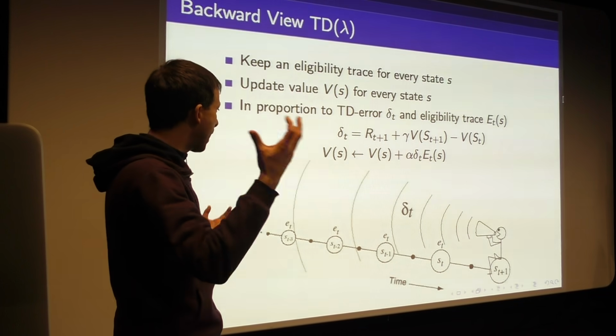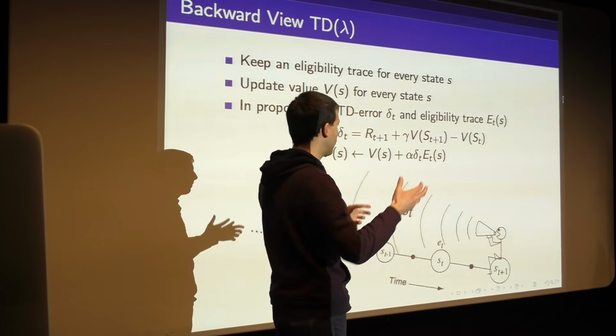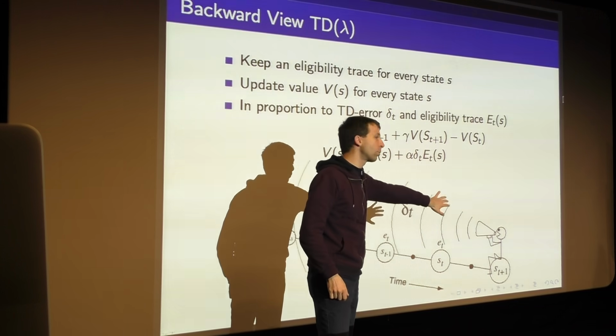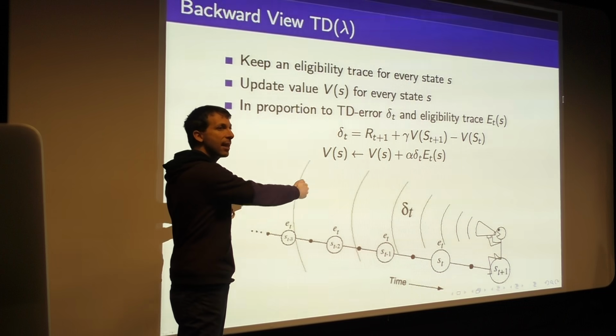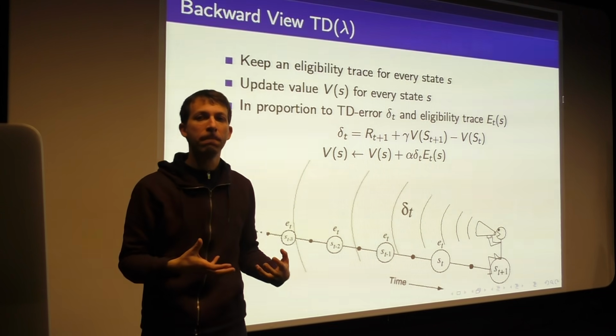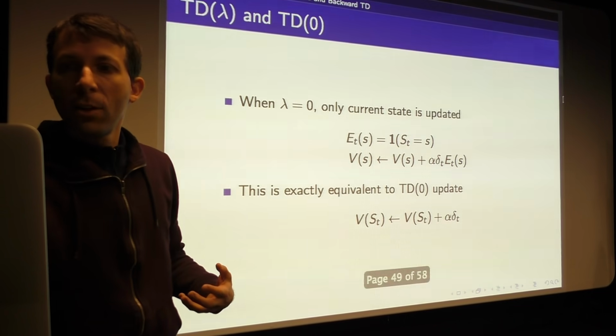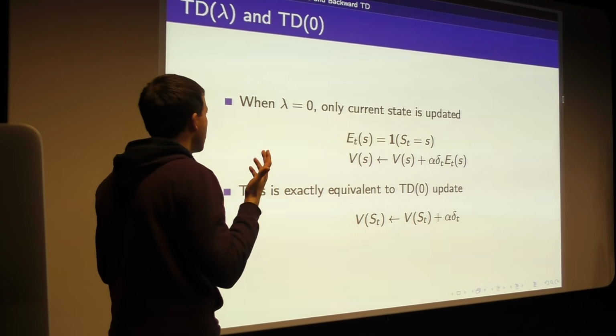And so this has this backwards view now, where we're no longer looking into the future. It's more like this TD error is being broadcast back to every state in the past, and the value function at each of those states is updated in proportion to the TD error. So how does this relate to the algorithms we've seen so far?